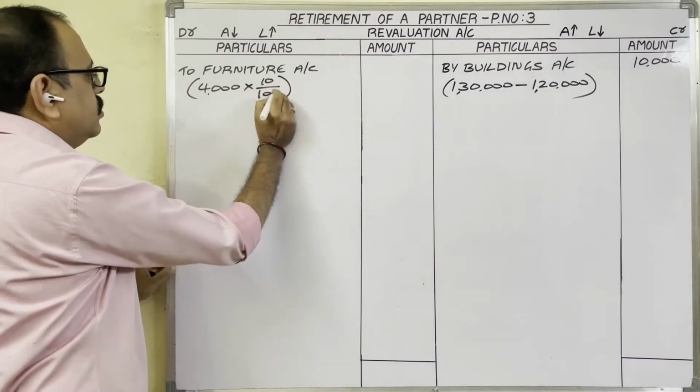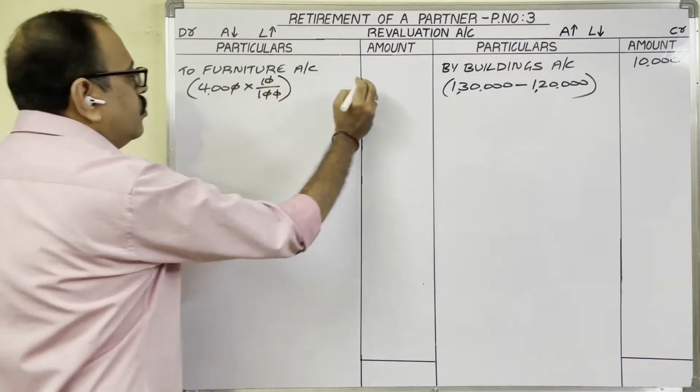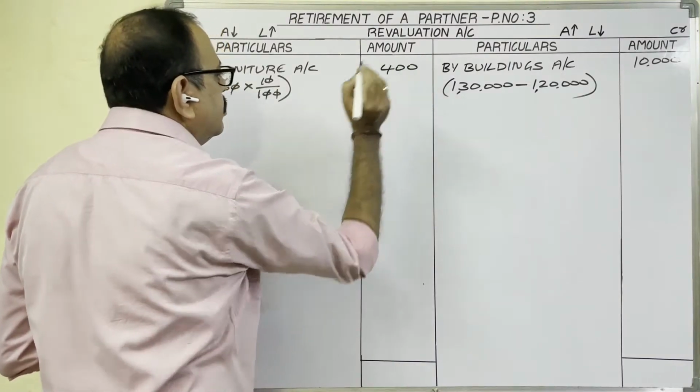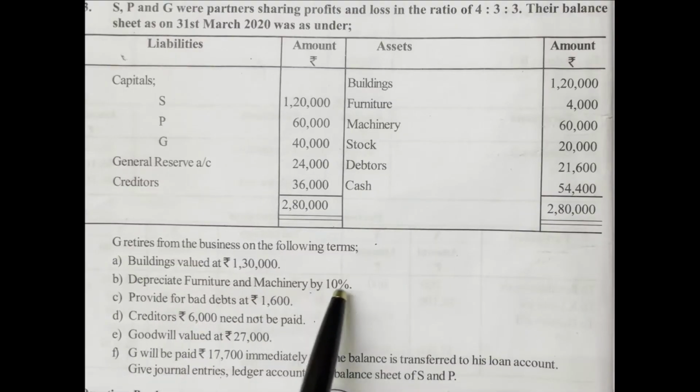Depreciation 10%. 400 rupees in outer column. Next, depreciate machinery by 10%.